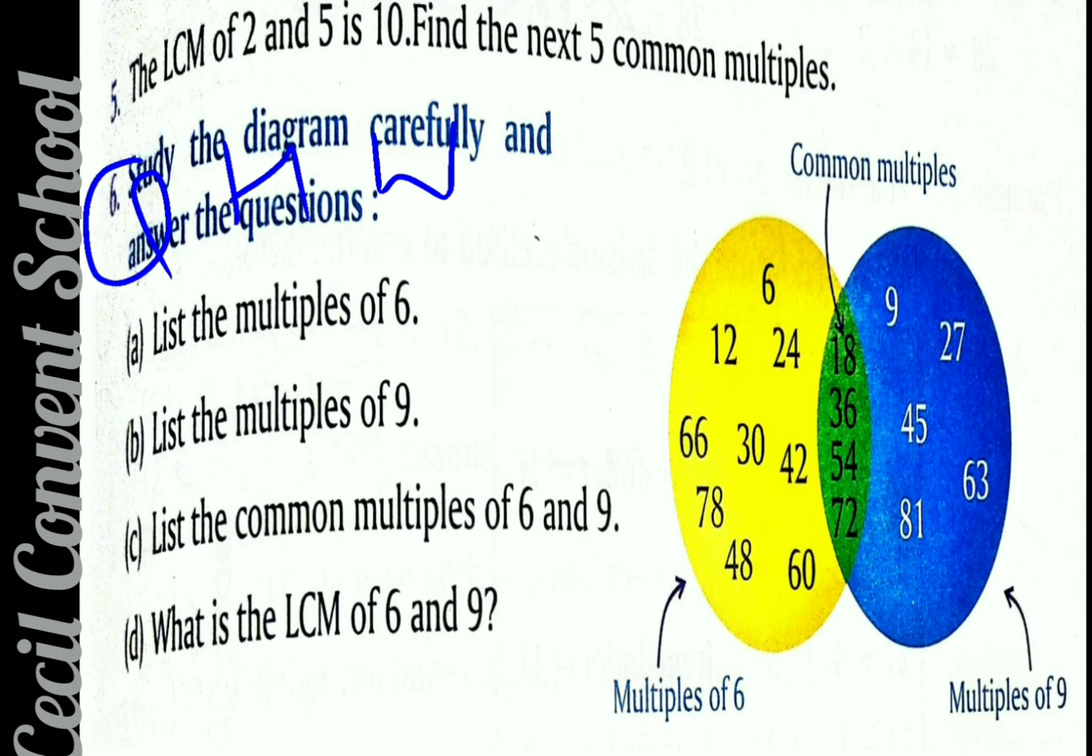So LCM is a number which is a multiple of 2 or more numbers, but it should be the smallest common multiple. Clear? So I hope you understand the lecture and are able to do question number 6.